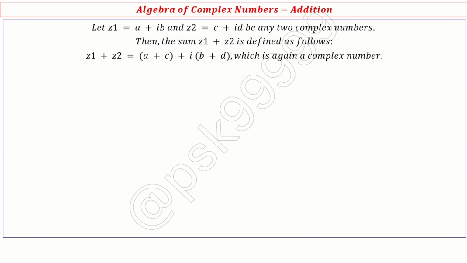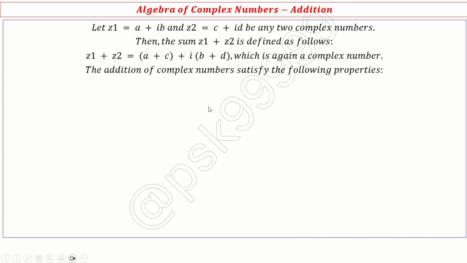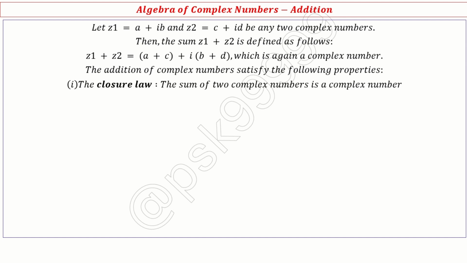B plus D. If you see, B and D are the imaginary parts. i is there, right? So B plus D into i. So this is again a complex number, which means it follows the properties of the operation. It follows the closure law, because the sum of two complex numbers is a complex number again. We have seen here Z1 plus Z2 is A plus C plus i times B plus D. This is again a complex number, right?